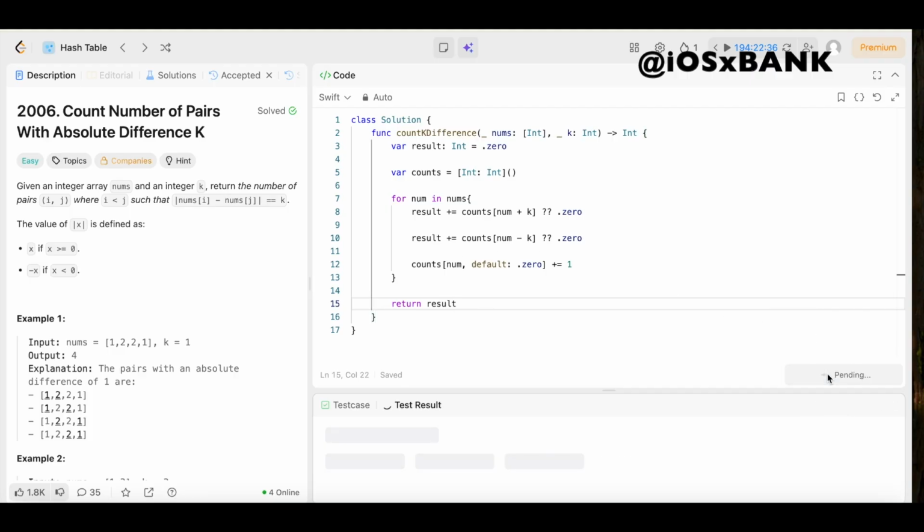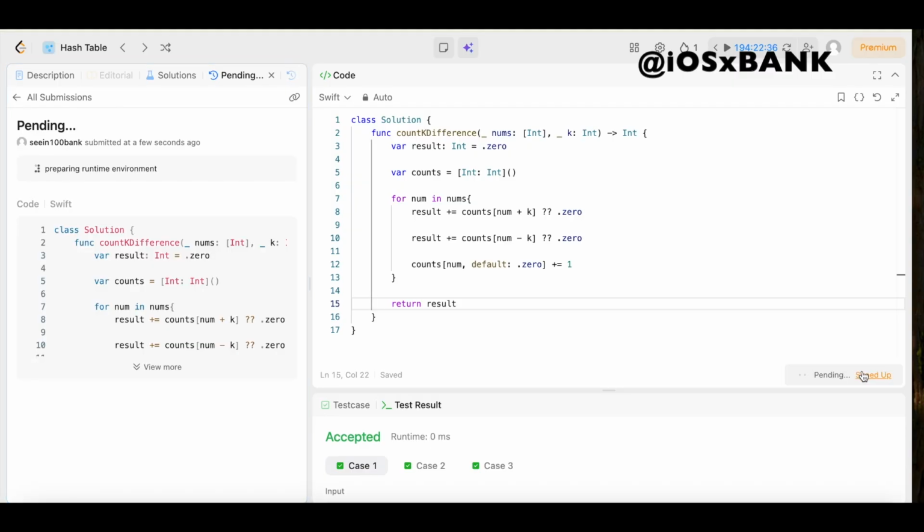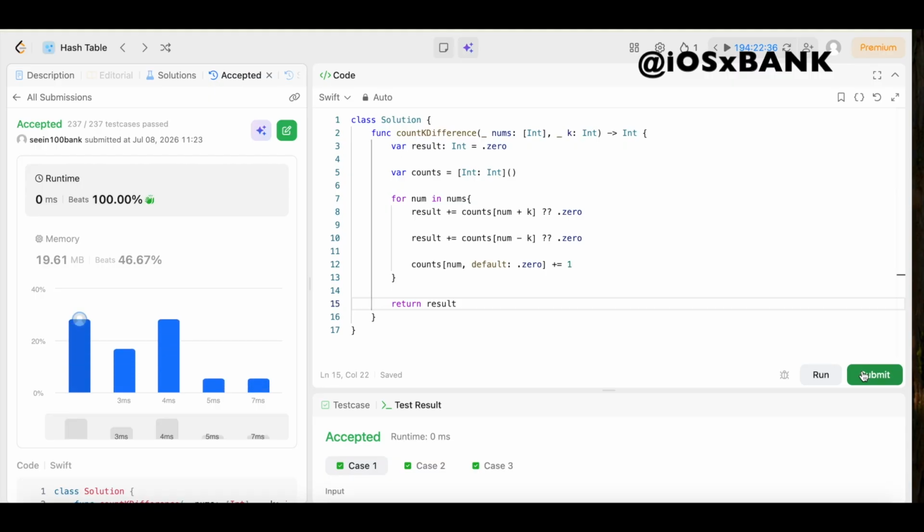Let's give it a run, make sure it runs properly before we submit it. It's accepted, so let's go ahead and submit it. Make sure it's still accepted after we submit it. Boom, and look at that, y'all. 0 milliseconds beats 100% of users. That's what I'm talking about. That's what I like to see, y'all.